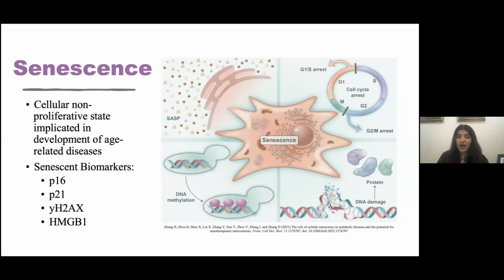But today we're going to be talking a little bit about some senescence-associated biomarkers that I was able to explore over this past summer that are traditionally associated with senescence. And these are P16, P21, gamma H2AX, as well as HMGB1.